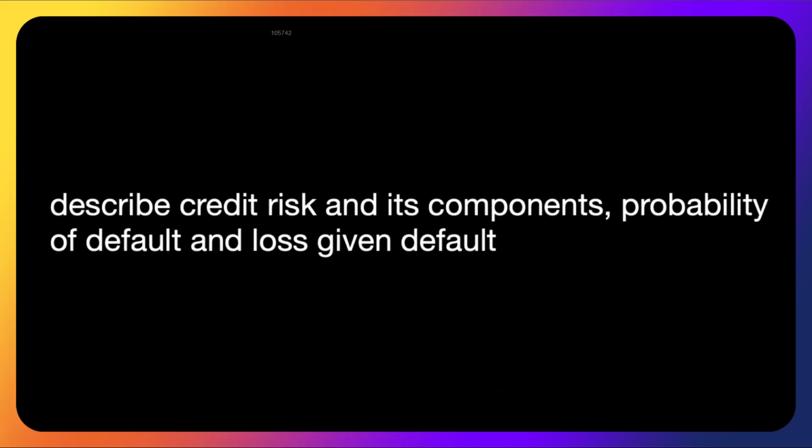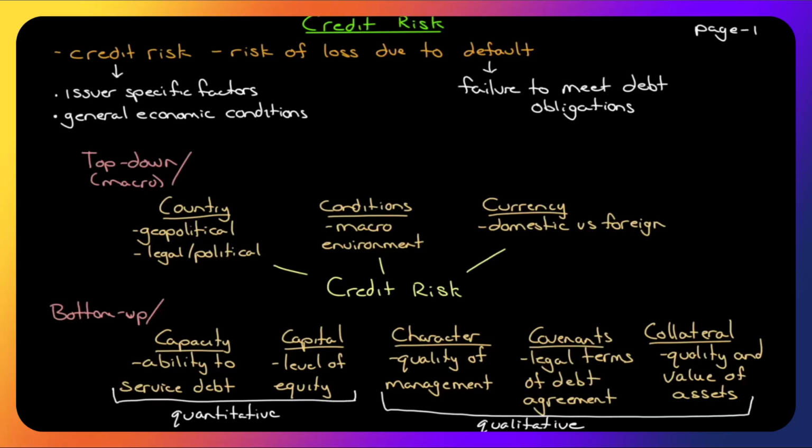Describe credit risk and its components, probability of default and loss given default. Well, let's begin with defining credit risk. This is the risk of loss due to default. Credit risk can arise due to issuer-specific factors or just general economic conditions. Default means the failure to meet the debt obligations.